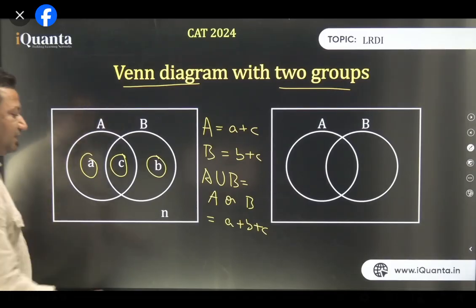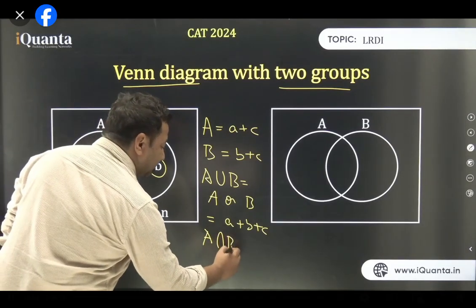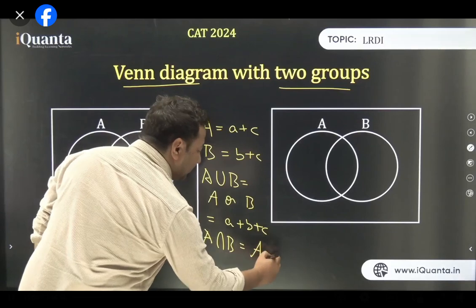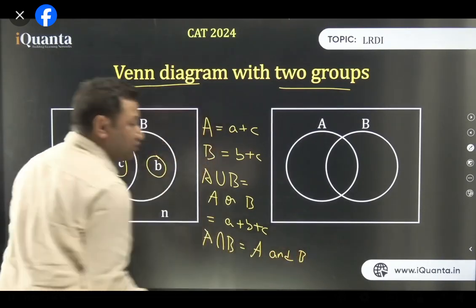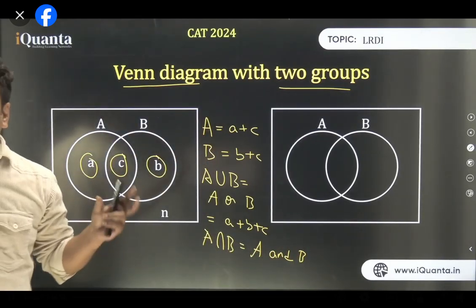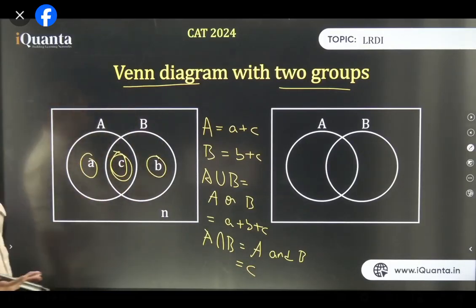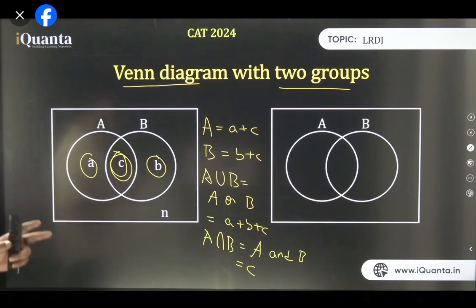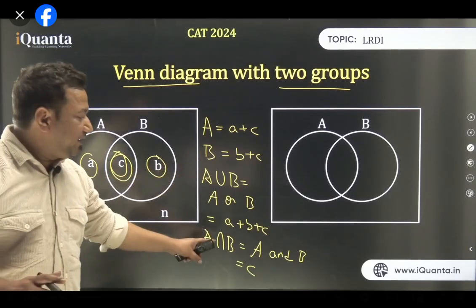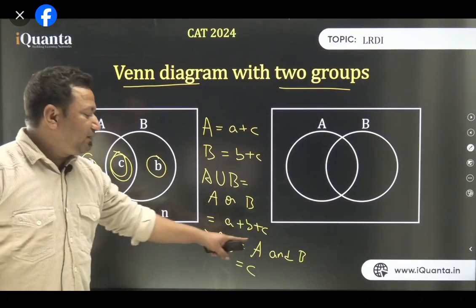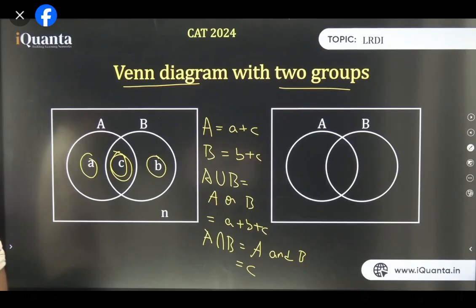Clear? When I say A intersection B, in English it means A and B. Like, at the same time A and B both should be there. That is possible only at C. A and B, A intersection B. So we'll be taking all the things that are common to A and B. Clear? So in the language of logic, we say union and intersection. In normal language, we say or and and. I hope that is clear.